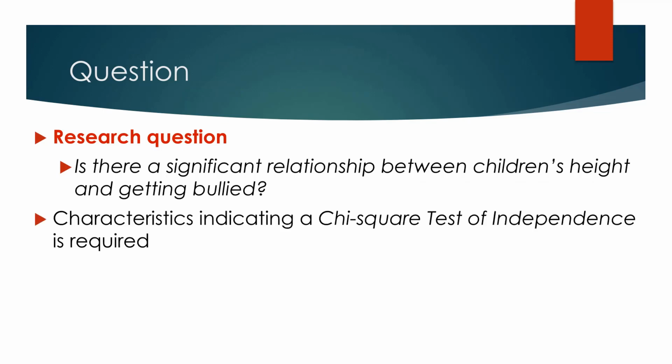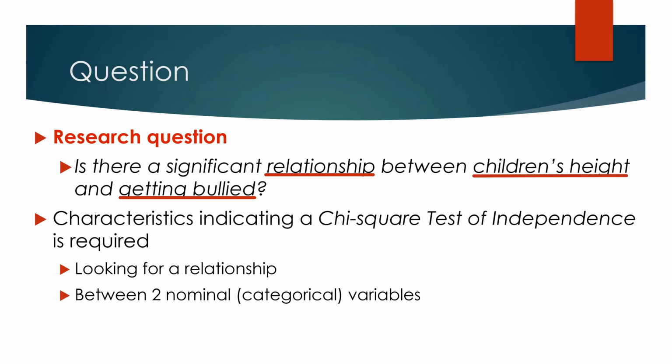Now here are the characteristics that indicate a chi-square test of independence is required. One, you're looking for a relationship. You're working with nominal data and you want to know if these two nominal variables are related. That's got to be the chi-square, the test of independence specifically. And of course, if you've got two categorical variables, you would also know it's a chi-square test of independence. Now, just looking at the variables of the question wouldn't tell you that. You would have to actually look at the data.